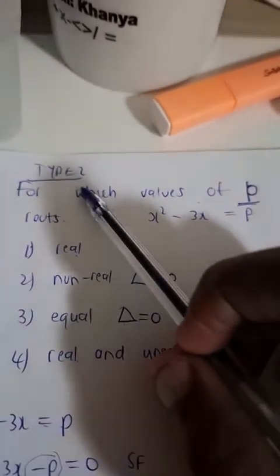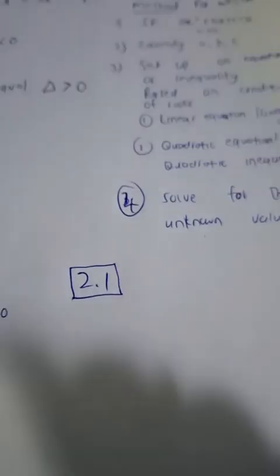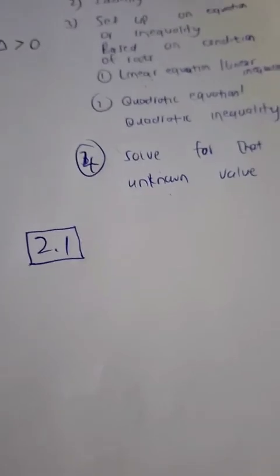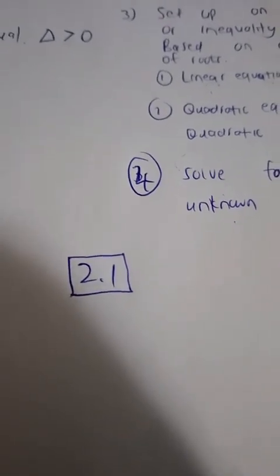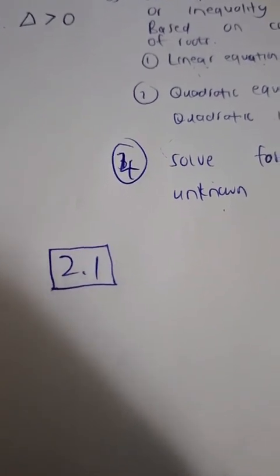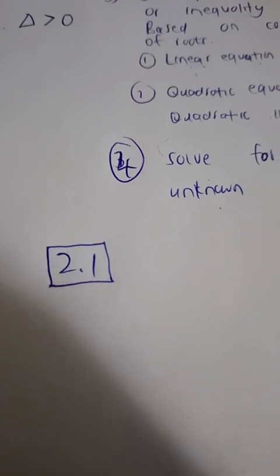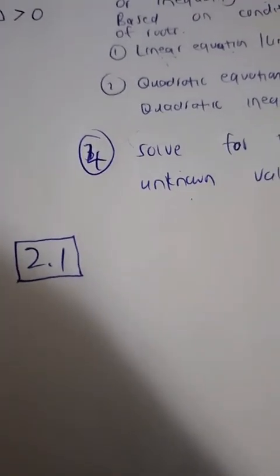So these questions, guys, I call them type 2, the for which values of p type questions. And type 2 has type 2.1, which I'm just briefly going to touch on, and that will basically be it, guys, for nature of roots. So I'm hoping Utsabang, who was here, that I have given you a little bit more than what you asked for, but hopefully it was beneficial to you.